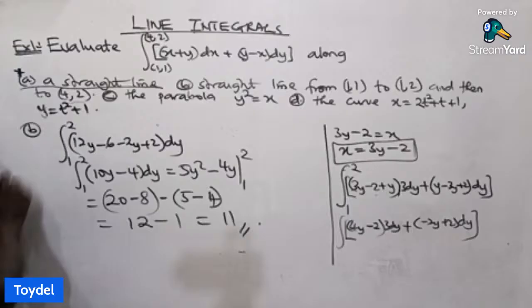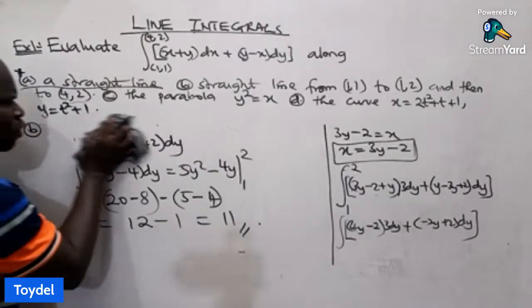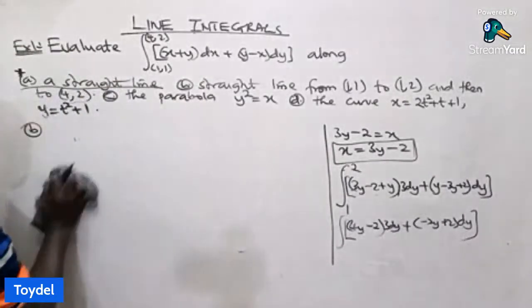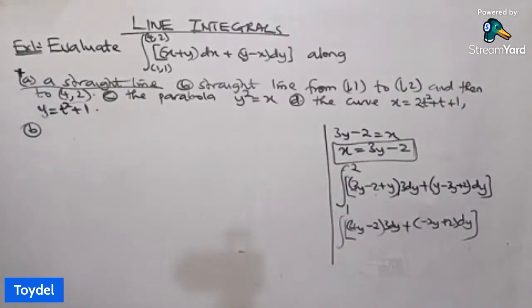So the second one. What do we do here? What do we do if you want to evaluate along that line integral, along the straight line?